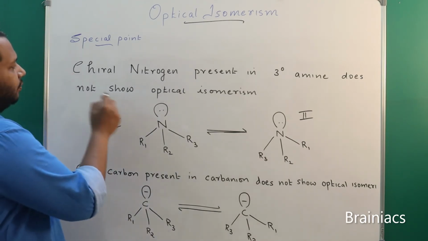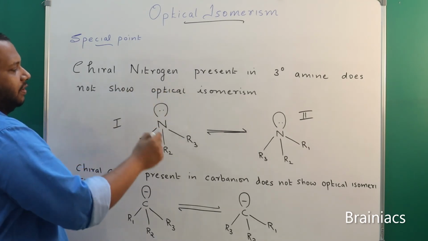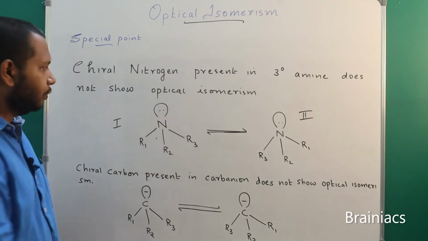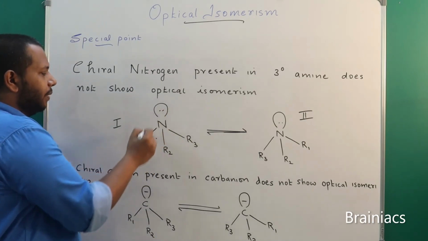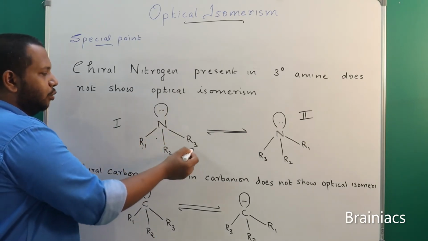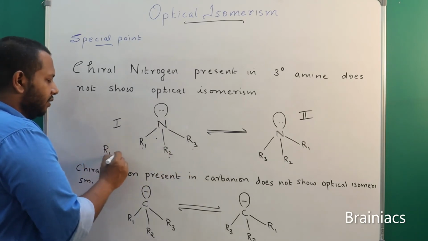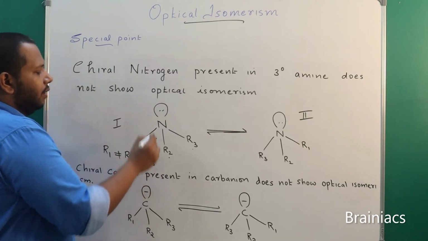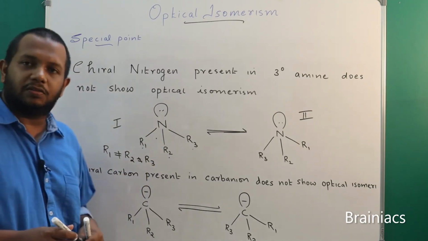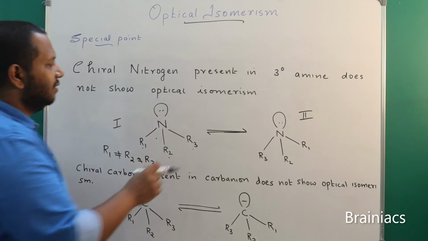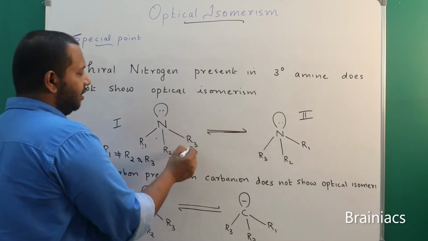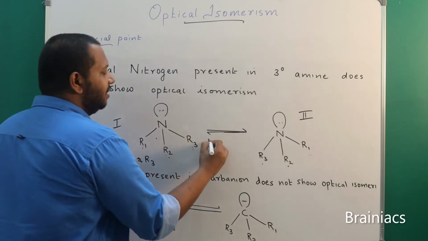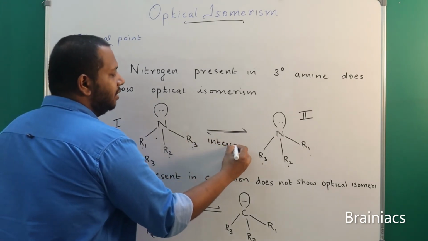In the first case, chiral nitrogen which is present in a 3-degree amine does not show optical isomerism. If you see a 3-degree amine, one is a lone pair, the others are R1, R2 and R3, and let us assume R1 not equal to R2 not equal to R3. But this compound will not show optical isomerism. The reason is that it can be interconverted. You can see R3 is coming here, R2 here, R1 here, so it is interconvertible.